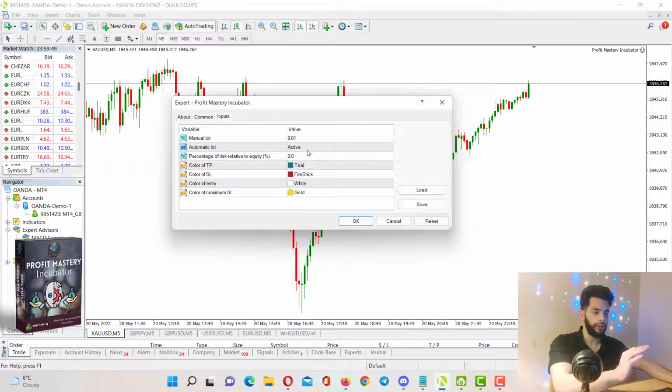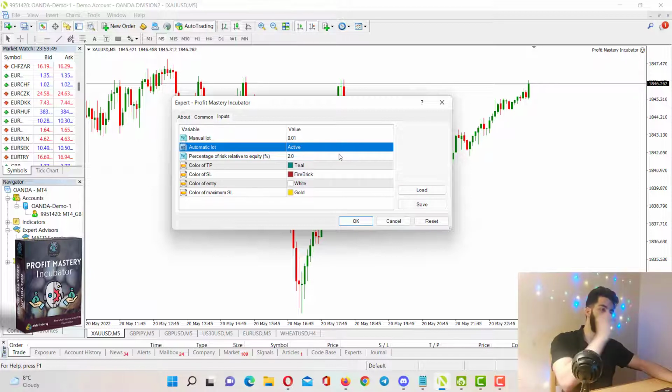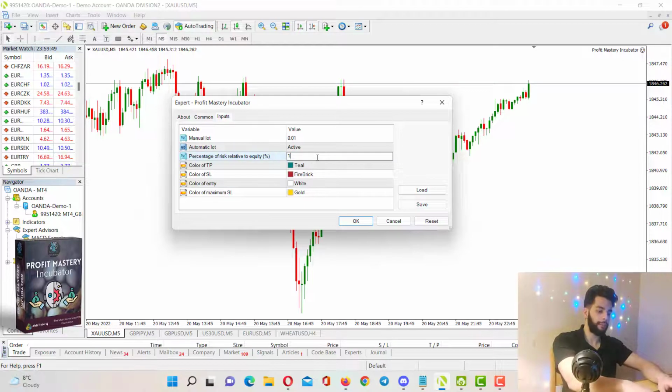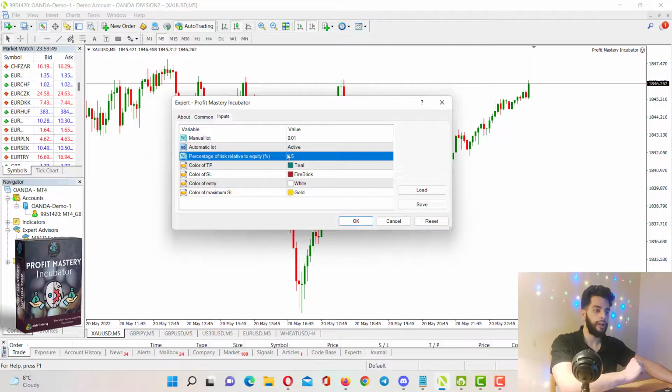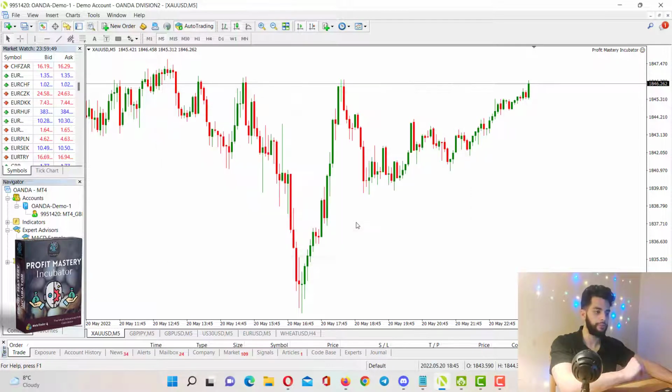So when you are on this page, you have some parameters, and the only thing I deal with is the percentage of risk relative to equity, and I activate this automatic lot. Because I want this EA to calculate my balance and then show me exactly what 2% looks like. I don't do anything. So let's say I want to enter my trade, and today I decided to risk 1.5% on this trade. So I activate my automatic lot, I put 1.5, which is 1.5%, I press OK.